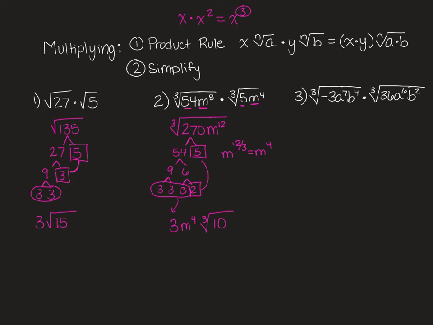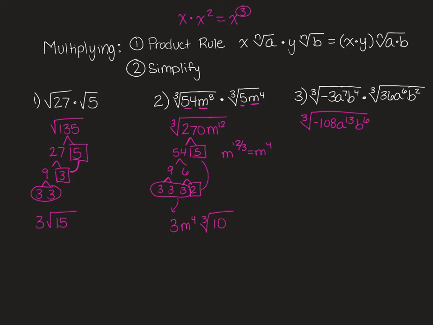Let's look at our next one. We have the cube root of negative 3, a to the 7th, b to the 4th, times the cube root of 36, a to the 6th, b to the 2nd. So multiply the inside, so negative 3 times 36 is going to give me the cube root of negative 108. A to the 7th times a to the 6th, add your exponents, you get a to the 13th. B to the 4th times b squared, add your exponents, you will get b to the 6th.